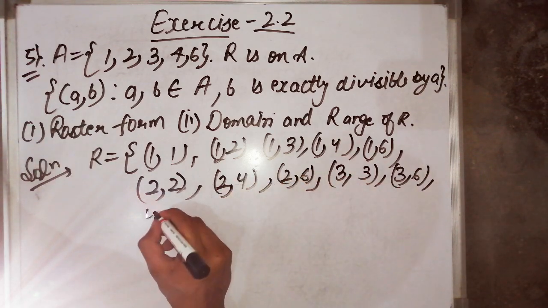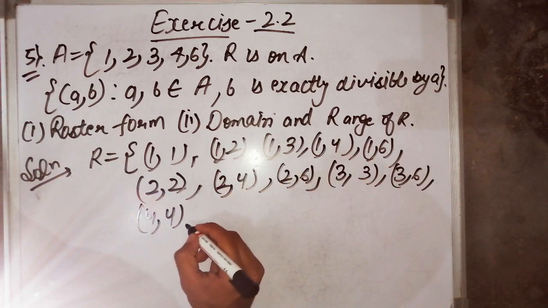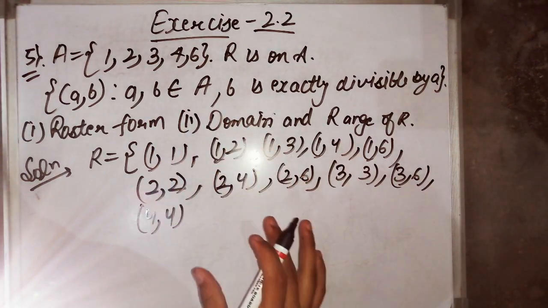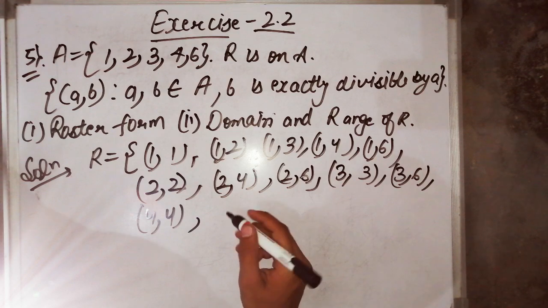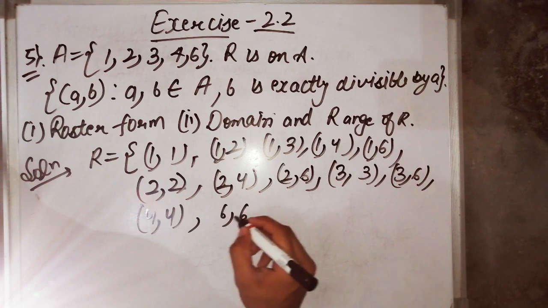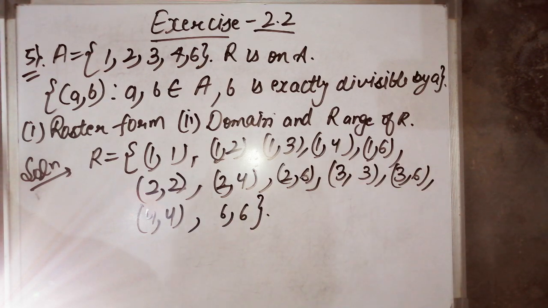And what next? 4 4, but not 4 6, because 4 is not exactly divisible by 6. It gives us some remainder. And the last one is 6 6. Okay, now let's see what I have done here.